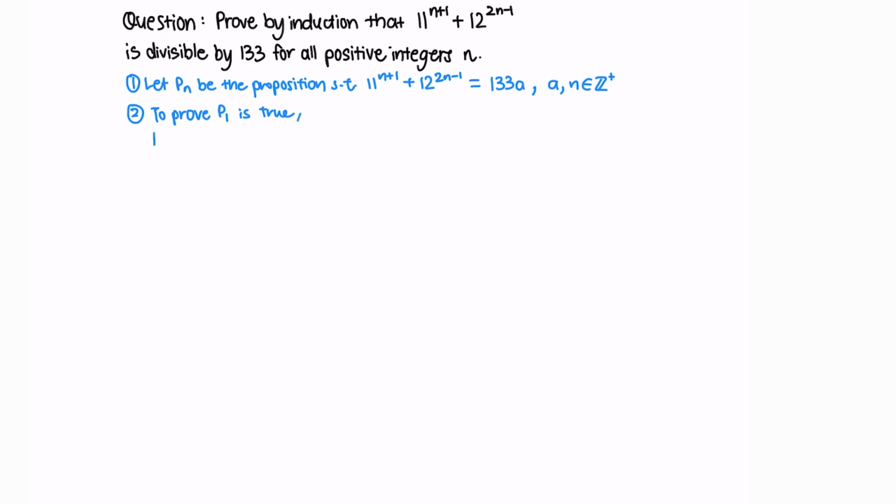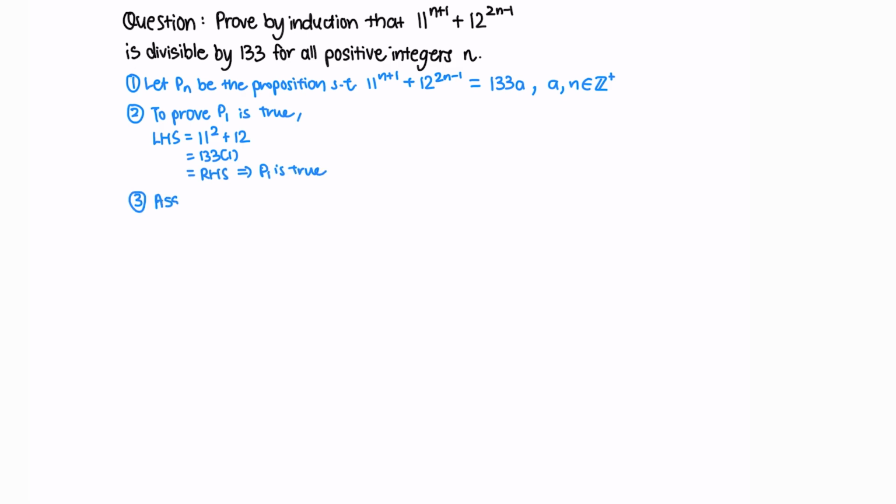So to prove P1 is true, we take the left hand side, which will actually be 11 squared plus 12, and this will net us 133, or 133 times 1, which can easily let us see that this is equal to the right hand side. This means that P1 is true.